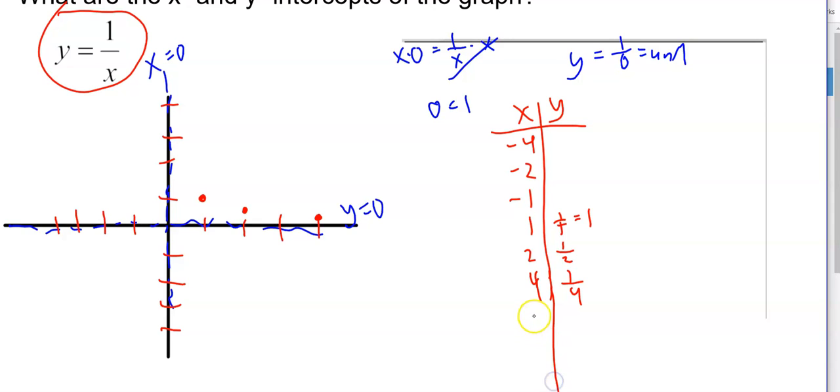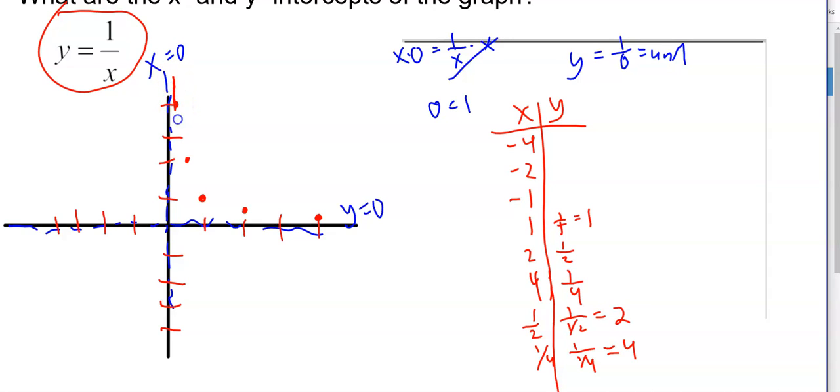So let's plug in 1/2. This is going to be kind of weird, but let's see what happens. This would be 1 divided by 1/2. Dividing by a fraction, you multiply by its reciprocal. So that's 1 times 2, or 2. So 1/2 comma 2, right up here, somewhere in this neighborhood. If I plugged in 1/4, similarly, that would be 1 divided by 1/4, which multiplied by the reciprocal is equal to 4. So 1/4 comma 4, somewhere up here.